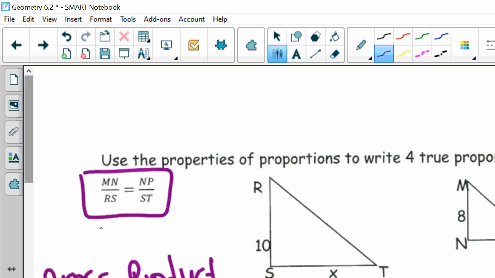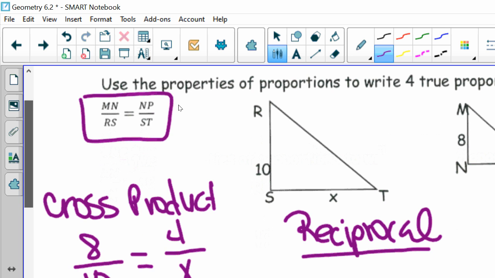equals NP, NP is 4, over STx. Okay, so there's my cross product: 8 over 10 equals 4 over x. Next, I'm going to do the reciprocal. The reciprocal just means that I flip these. So this would say 10 over 8 equals x over 4.